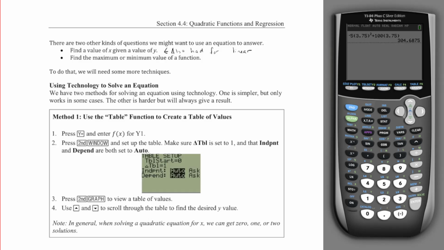But now we have something new. We might want to find the maximum or minimum value of a function. This is new for quadratics. Because quadratic functions, uniquely among the functions we'll study in this course, have that turning point, a maximum or a minimum. Right? This happens at the vertex.